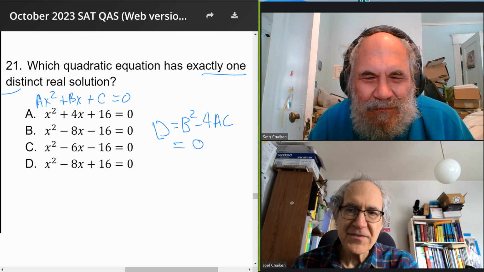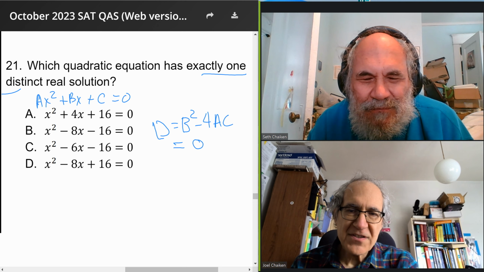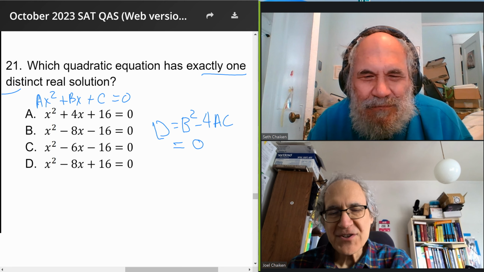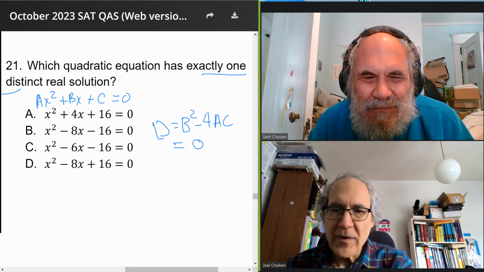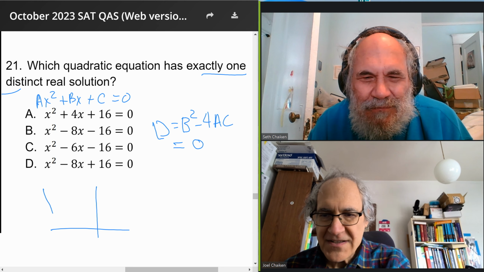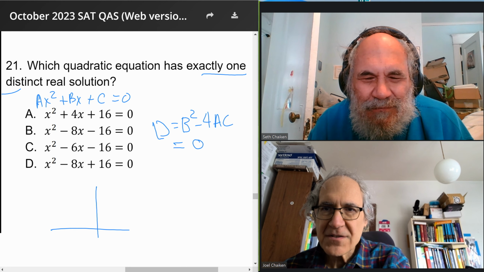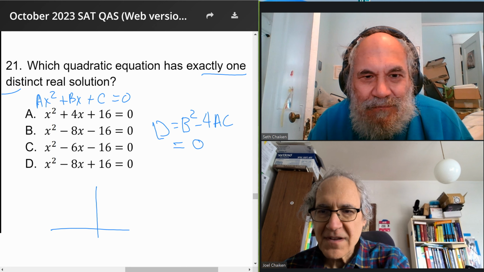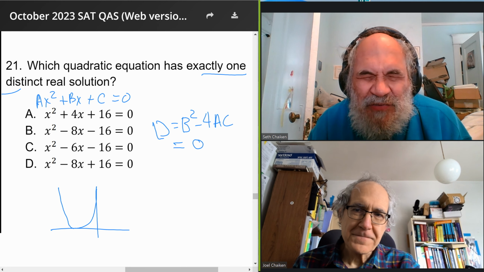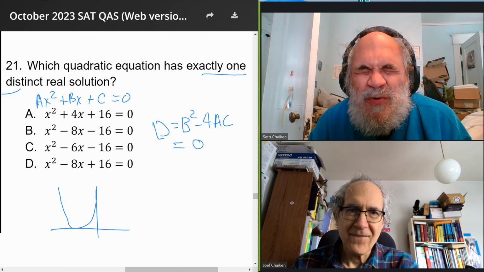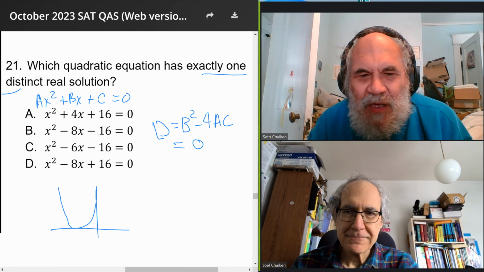We could factor each one. We could also do it graphically. We could graph each equation and see which one only crosses the x-axis once. So that's another way to do it, if you go with the calculator. There's still a third way.